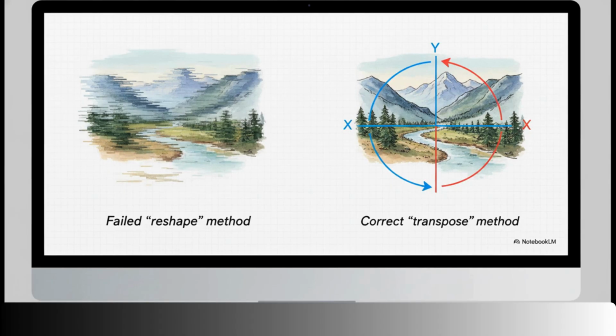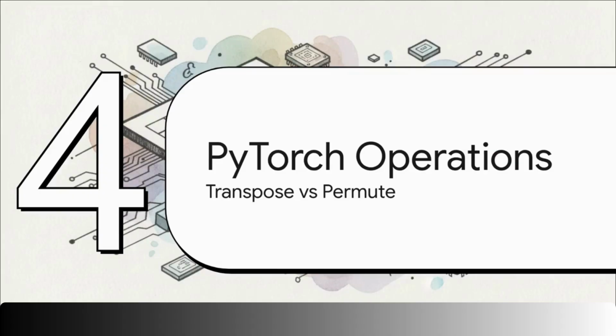If you do, you just end up with pixelated garbage on your screen. That's because Reshape just folds the pixels along that exact same reading order. If you actually want to rotate an image, you have to use Transpose to mathematically swap those geometric x and y axes. Which brings us to part 4, PyTorch tools, transpose or permute.